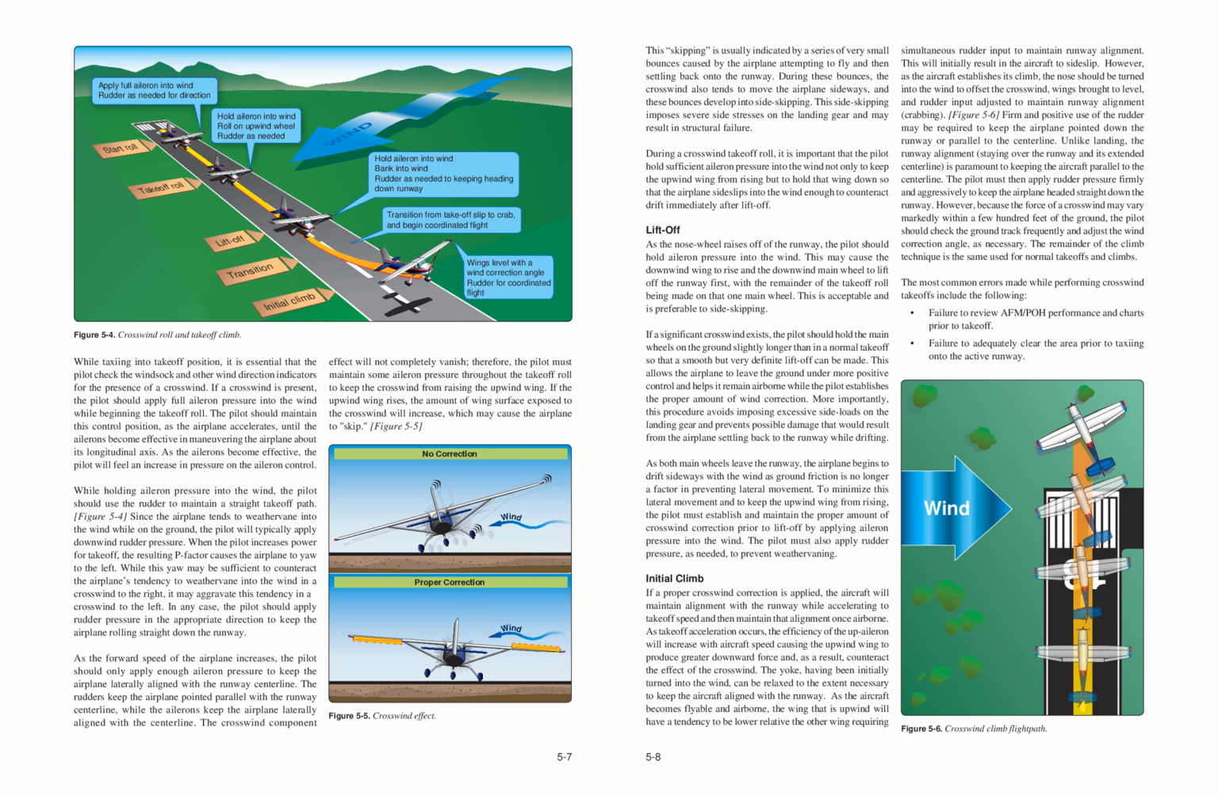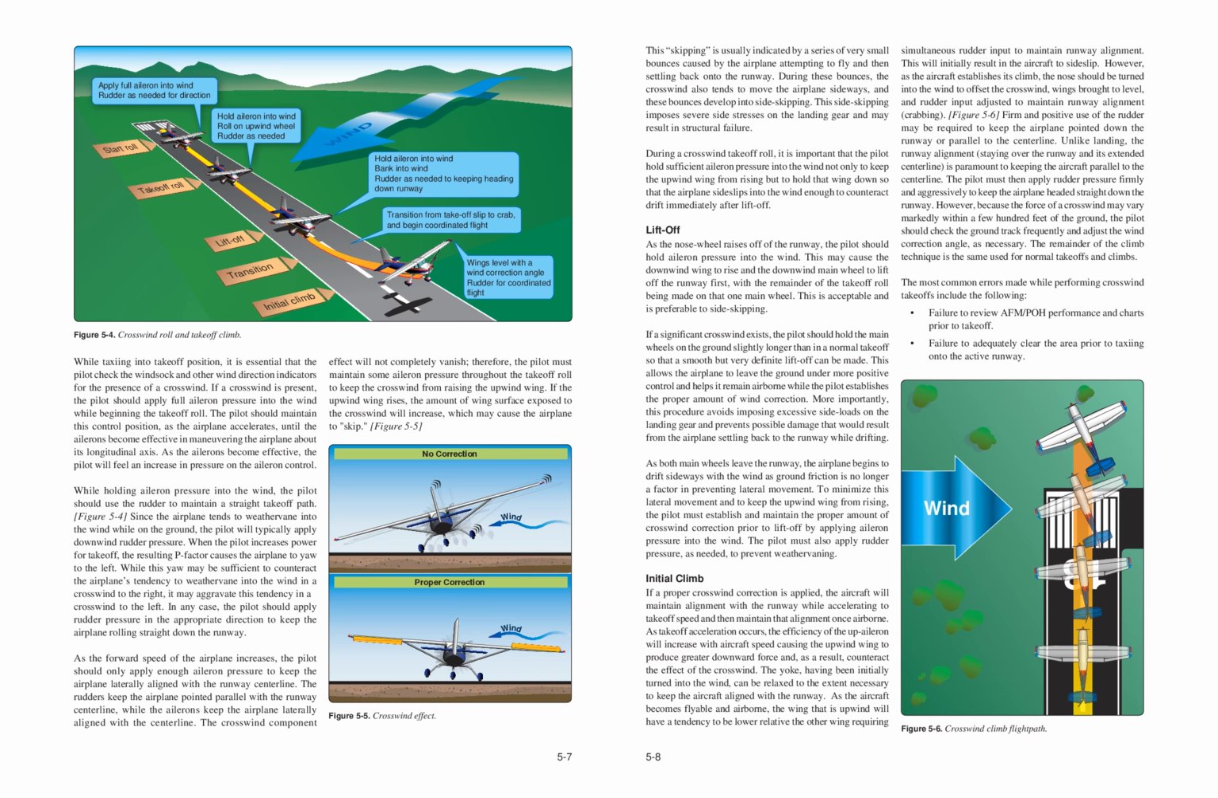While taxiing into takeoff position, it is essential that the pilot check the windsock and other wind direction indicators for the presence of a crosswind. If a crosswind is present, the pilot should apply full aileron pressure into the wind while beginning the takeoff roll. The pilot should maintain this control position, as the airplane accelerates, until the ailerons become effective in maneuvering the airplane about its longitudinal axis. As the ailerons become effective, the pilot will feel an increasing pressure on the aileron control. While holding aileron pressure into the wind, the pilot should use the rudder to maintain a straight takeoff path.